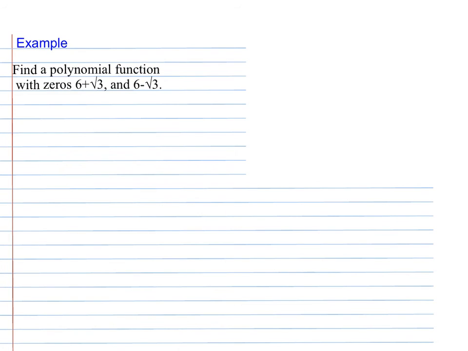I know that this polynomial looks a little bit more complicated, but honestly, it's the same process. We are going to write it in factored form. So f of x is equal to x minus 6 plus square root of 3, that is one factor, times x minus, because it's going to be the opposite, 6 minus square root of 3. I suggest that you distribute that negative in there to make it easier and less chance of making mistakes. So I'm going to have x minus 6 minus square root of 3, times x minus 6 plus square root of 3.